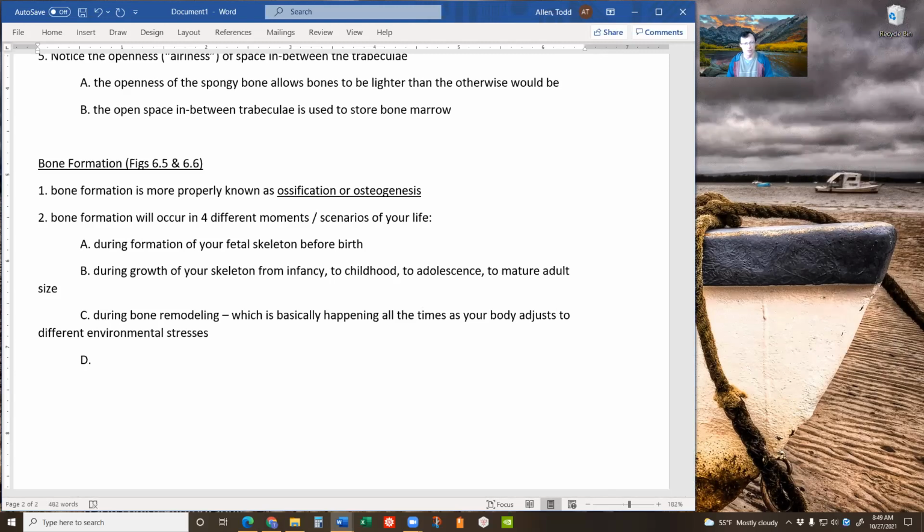And the fourth time, and probably the one that's most obvious, is during the healing process of repairing a bone fracture. So probably many of you, unfortunately, many of us, during our life have had at least one experience with breaking a bone. Not everybody, but many folks do, through sports injuries or whatever. And so during that moment, you are going to obviously form new bone. Okay.